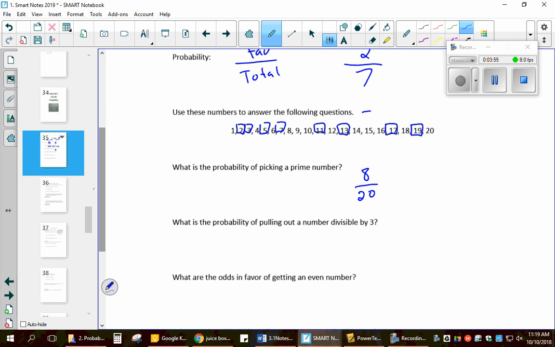Technically, that wouldn't quite be it. You don't usually leave it written as 8 over 20. You would simplify that. What goes into 8 and 20? 2, oh, we could do 4. So 8 divided by 4 is 2, and 20 divided by 4 is 5. So the probability here is 2 over 5. Or, another way of writing it is to punch 2 divided by 5 into your calculator and get a decimal. This would also be 0.4. That's also a way of writing probability.